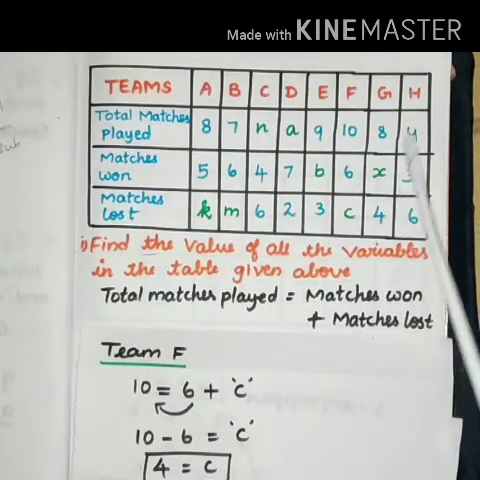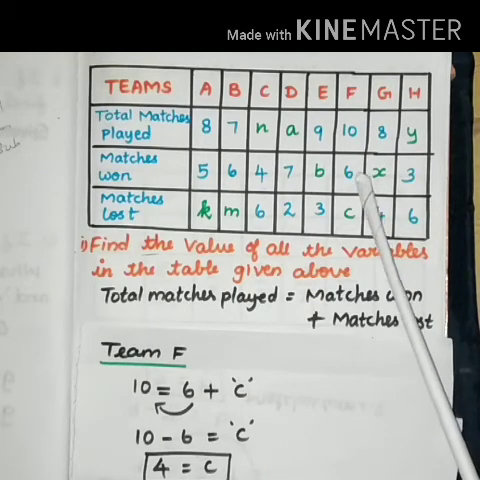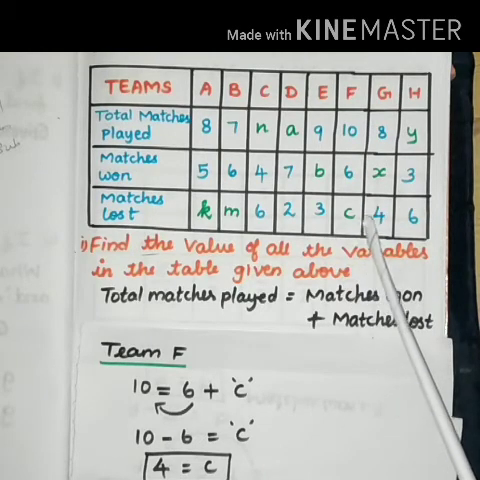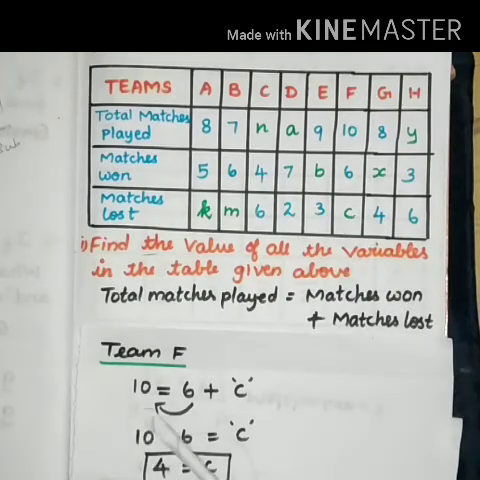Team F. Total matches played is 10. Matches won is 6. Matches lost is C. You have to find the unknown variable C. 10 equal to 6 plus C. You have to find the unknown variable C.